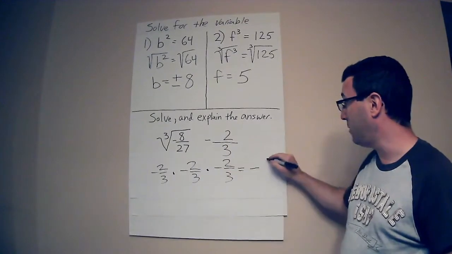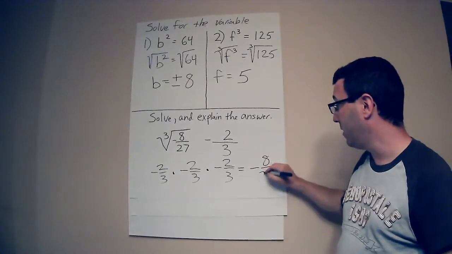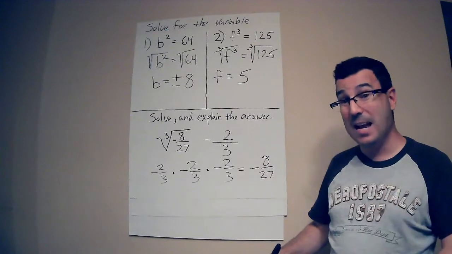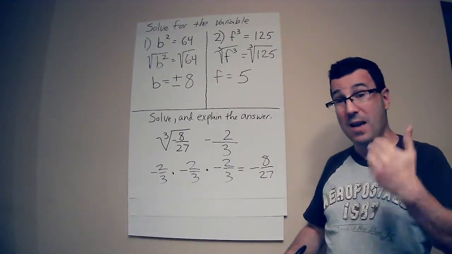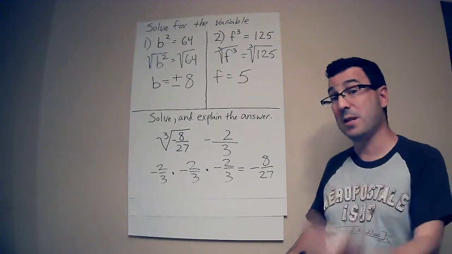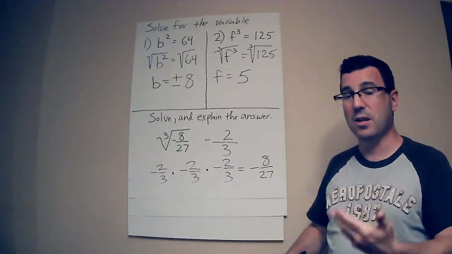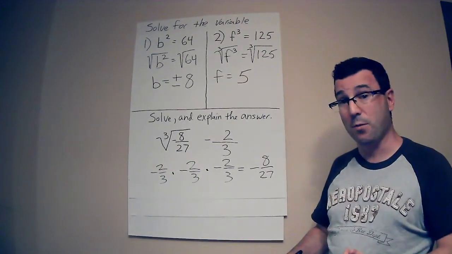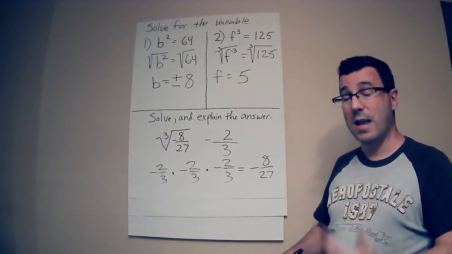2 times 2 times 2 is 8. 3 times 3 times 3 is 27. So the reason my answer is a negative 2/3 is because when I have a negative times a negative times a negative, so a negative cubed, my answer is going to be negative. And therefore, when I take the cube root of a negative number, my root will be negative.